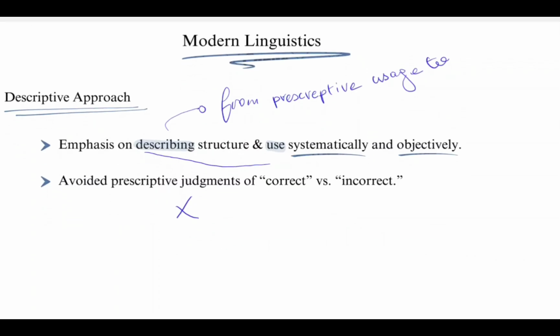So we moved from the prescriptive approach with traditional grammar to the descriptive approach, which means that the emphasis now is on describing structure and use systematically and objectively, avoiding again the prescriptive judgments of what is correct and incorrect, which were found in traditional grammar. Okay? Good.